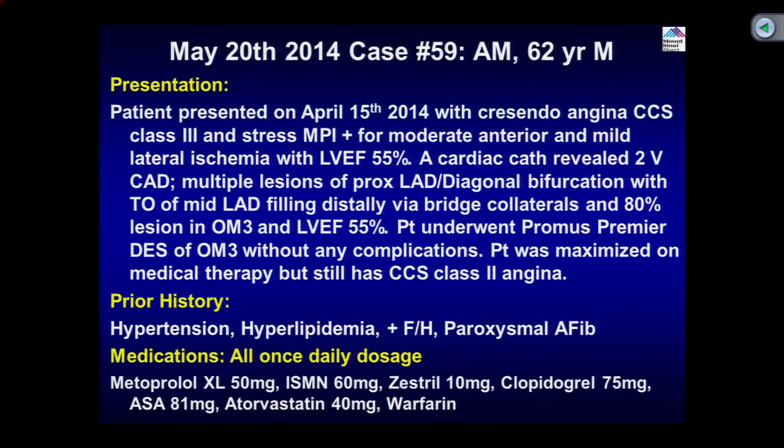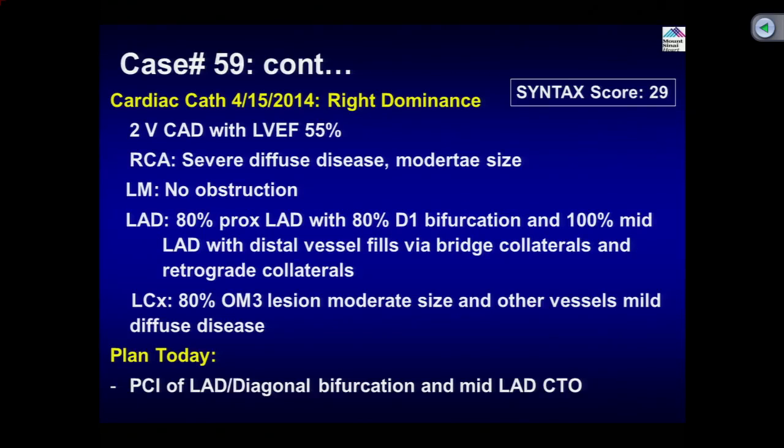This case is a 62-year-old male who presented last month with crescendo angina after a positive stress test, and has both LAD as well as circumflex ischemia. He had an intervention of the circumflex, and now after optimal medical therapy has been brought back for the LAD diagonal intervention, which we will go through individually. Anu will show us the angiogram.